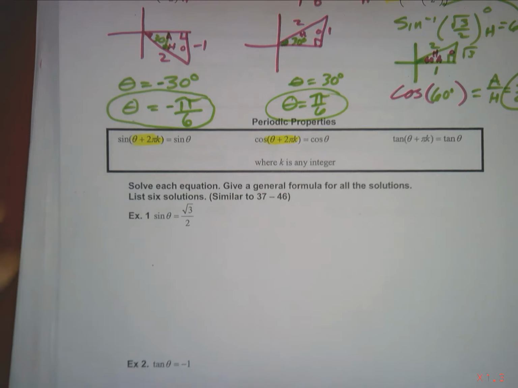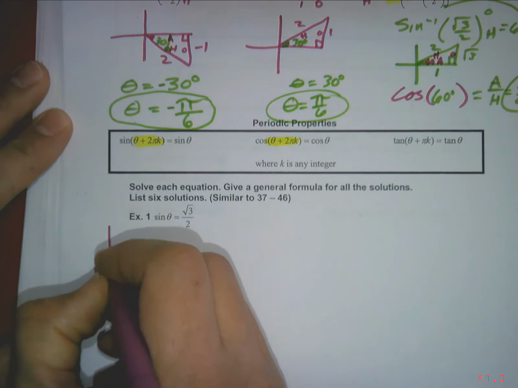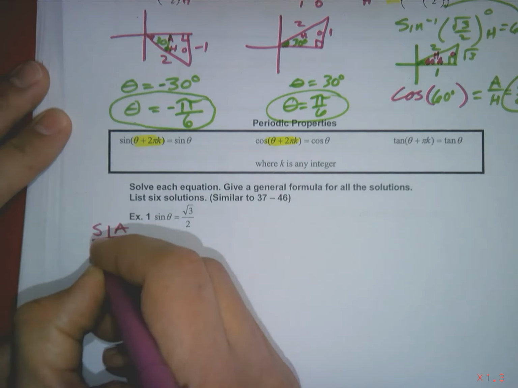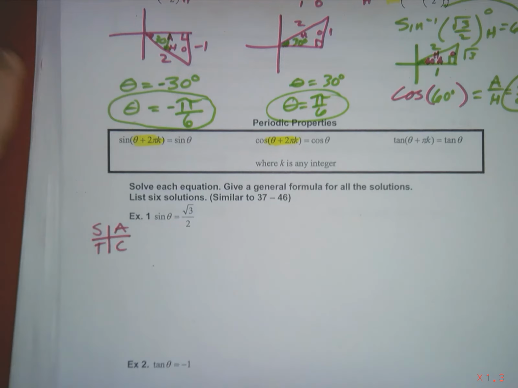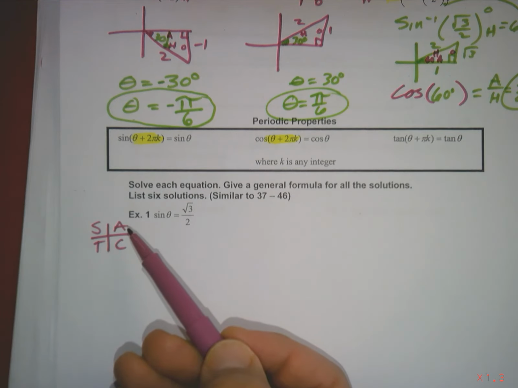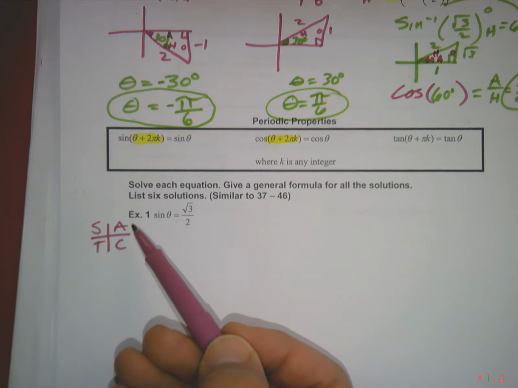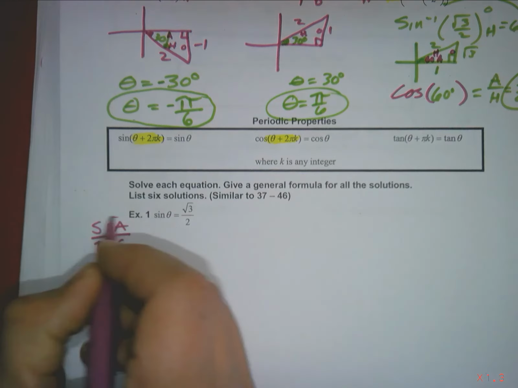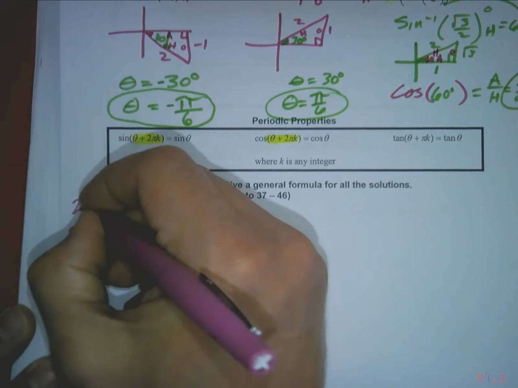Well, it's a positive root 3 over 2, so I have to know how many solutions I have. This is where we take All Students Take Calculus and identify where sine is positive, because that tells me how many different triangles I need to make. So where's sine positive, guys? All students take calculus, all 3 of them were positive. So quadrant 1, and where else is sine positive? Quadrant 2. So I'm going to have 2 triangles.